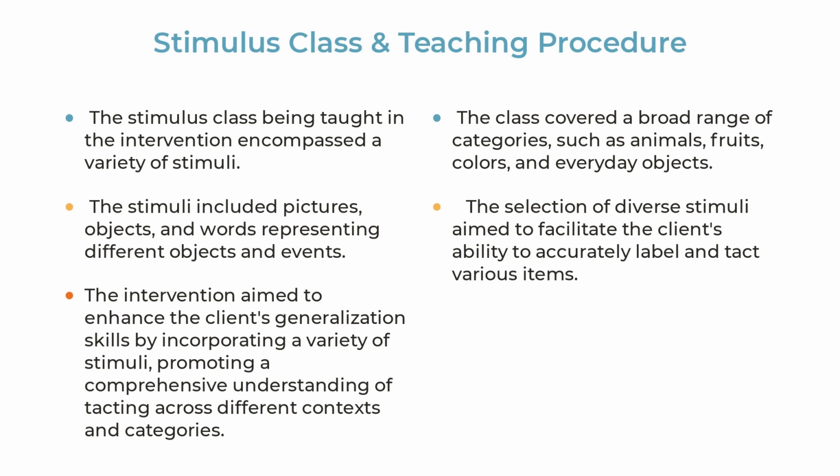We also included pictures and objects that represented different objects and events, but the same stimulus class. The selection of diverse stimuli was aimed to facilitate the ability for the client to accurately label various items within various stimulus classes. The intervention aimed to enhance the client's generalization skills by incorporating a variety of stimuli, prompting a comprehensive understanding of tacting across different contexts and different categories.